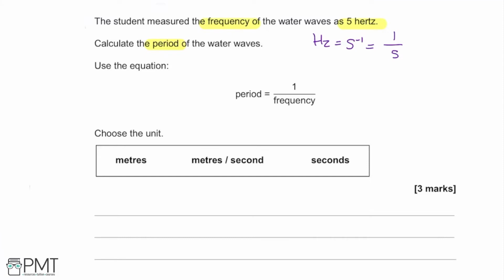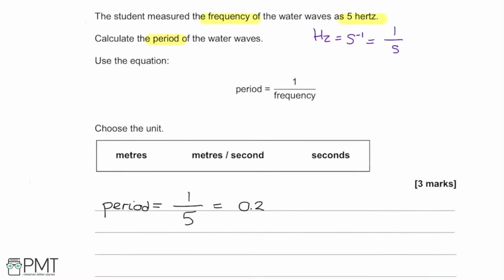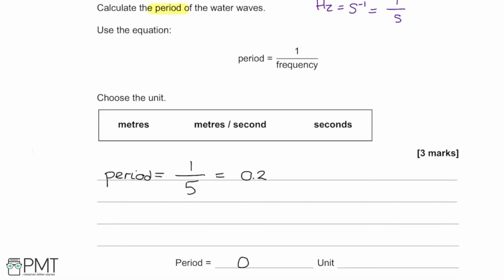So if we go ahead and find a value for the period, we can use the equation. So the period is equal to 1 over the frequency, and then we're obviously given the frequency up here, which we've got as 5 Hz. So 1 over 5 is going to give us an answer of 0.2. So I can put this down here, the value is 0.2. And now we've just got to work out the units.